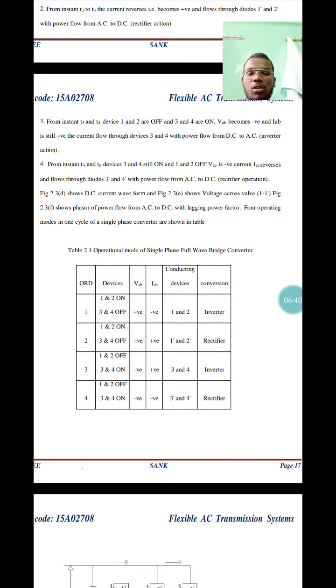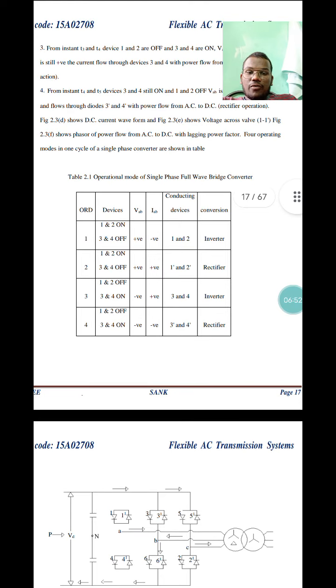If 1 and 2 are off and 3 and 4 are on, VAB is negative and IAB, we know that it is positive, and conducting devices are 3 and 4. Conversion is inverter. If 1 and 2 are off and 3 and 4 are on, VAB is negative and IAB is also negative. Conducting devices are the diodes of 3 and 4, and the conversion is rectifier.